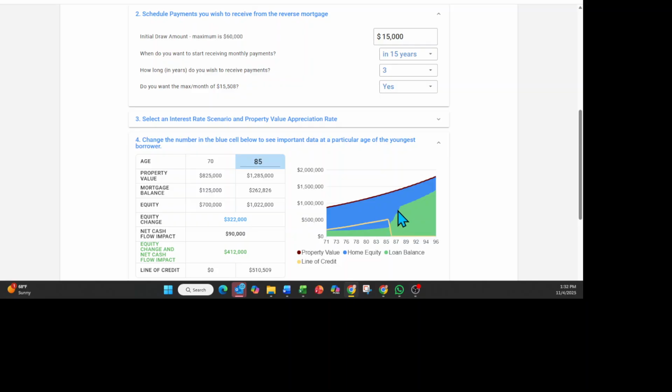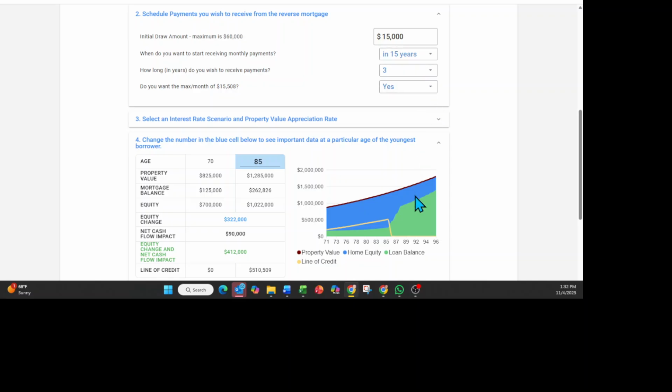Your loan balance is going up. Anytime a bank gives you money, that means you're borrowing from the bank, which means your loan balance goes up. So here you've had a considerable amount of money coming to you. That's a big increase in your loan balance, so you'll have less equity in the future if you go this route.